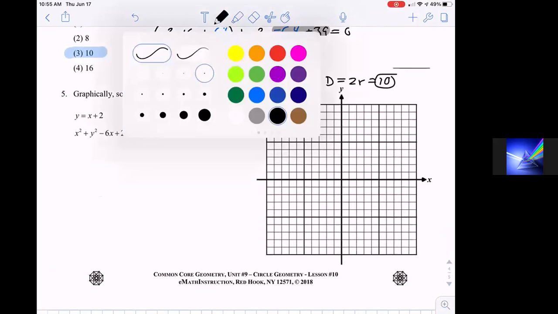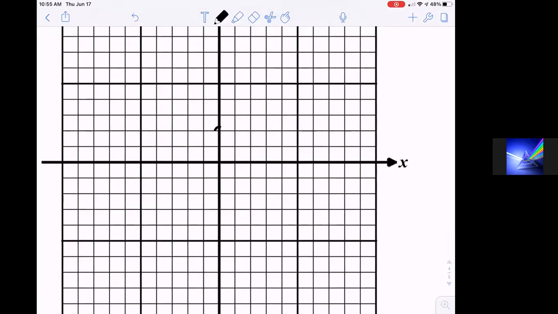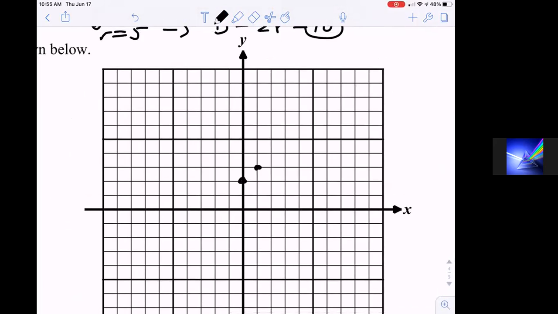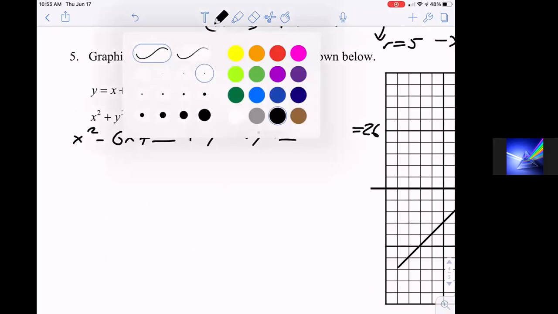And then graphically, if we're going to show this right here, we're going to first plot y equals x plus 2. So go to x plus 2, and then the slope is 1 over 1, so we're going to go up 1 over 1. And then we're going to graph a line all the way through, straight line just like that. Then we're going to complete the square twice on this one and graph it. So x squared minus 6x plus leave some space, plus y squared plus 2y plus leave some space, equals 26.